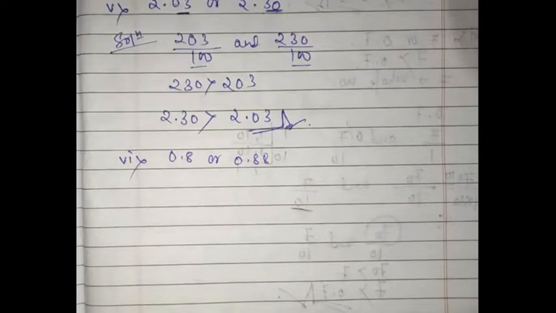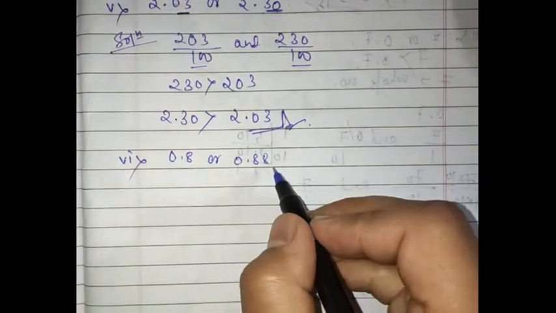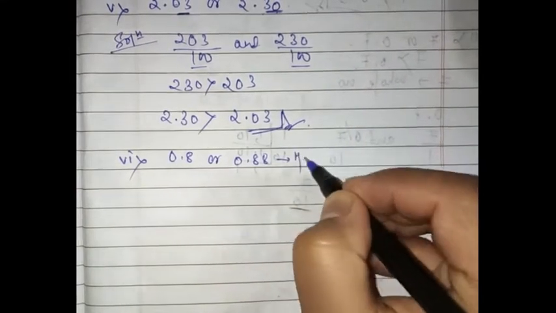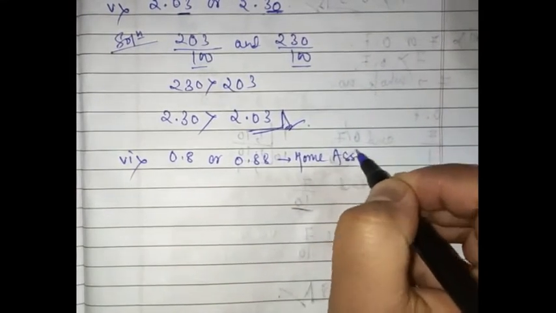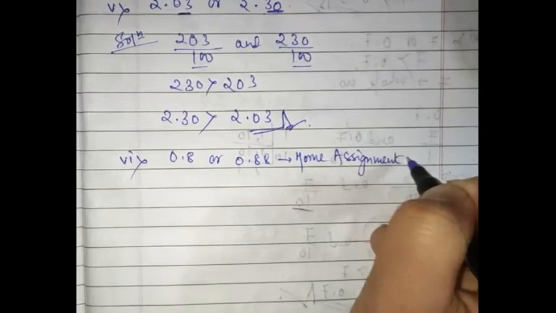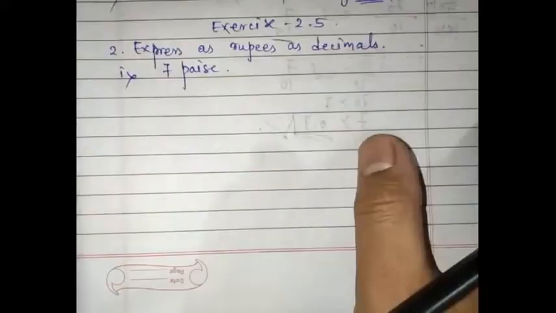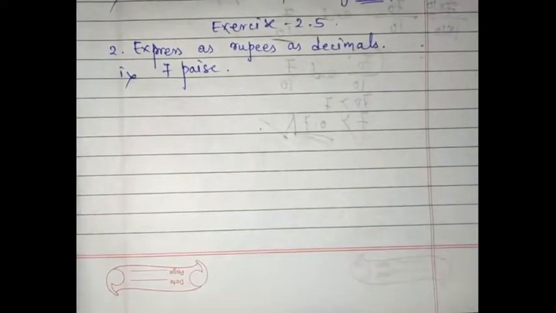Our last question from question number 1 is 0.1 or 0.8. Which one is greater? This will be a home assignment. All right, you try to do it yourself. With that, we are over with question number 1.